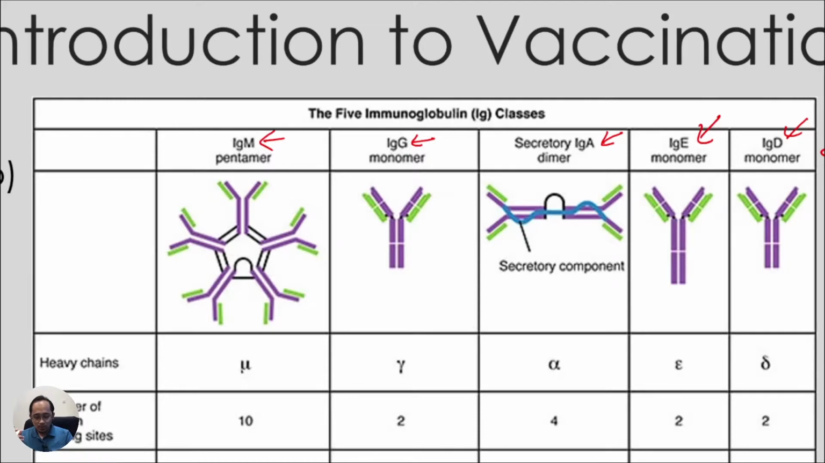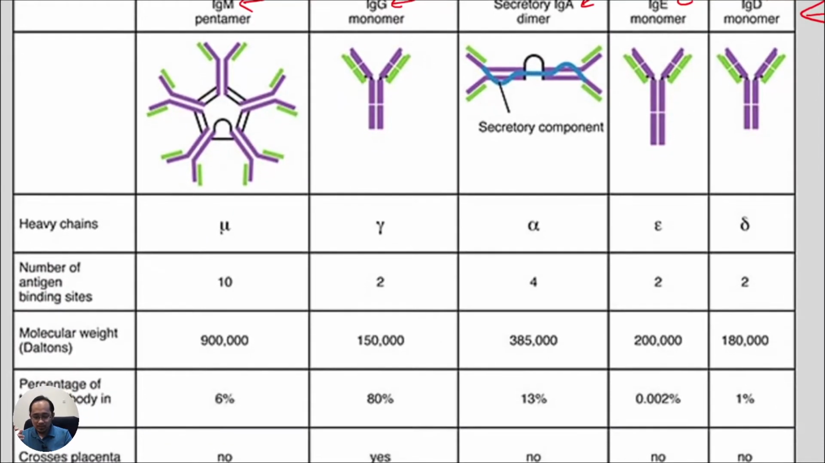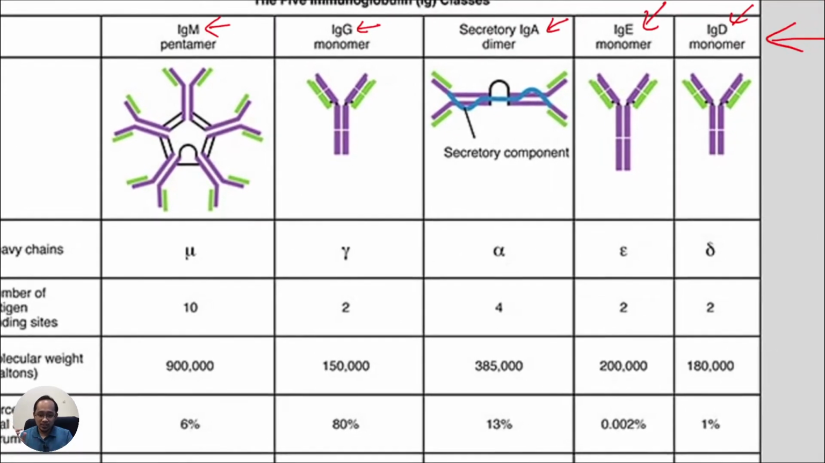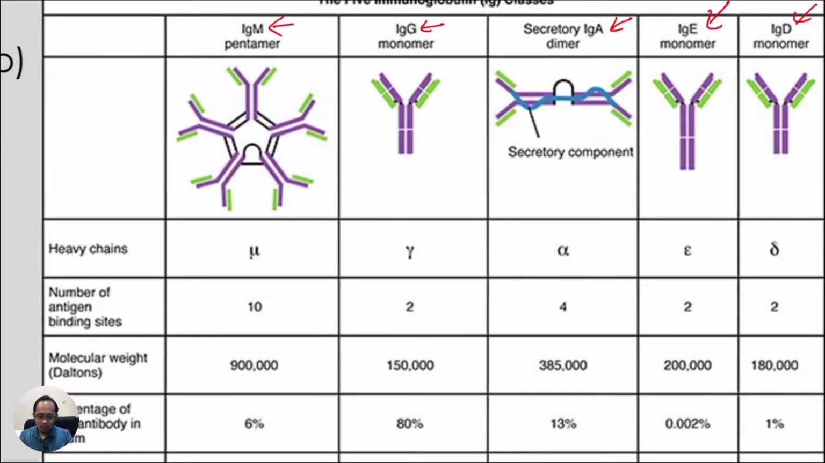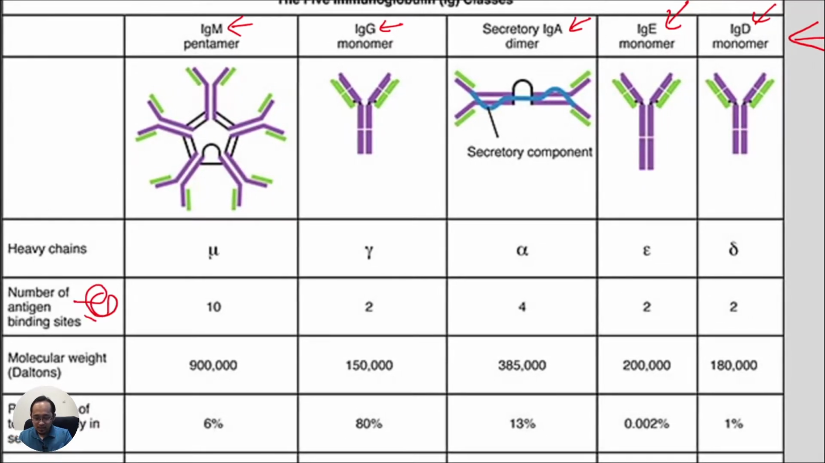If you go down a little bit, you can see that the differences between all these antibodies are partly the number of antigen binding sites. So IgM, you have 10 binding sites. Again, if you count from the previous slide, you have 10 of them. IgG, you have 2. IgA, because it's kind of like two IgGs close to one another, even though it's not exactly like that, it's similar, you have 4 binding sites. IgE, you have 2 binding sites, and IgD, you have 2 binding sites.